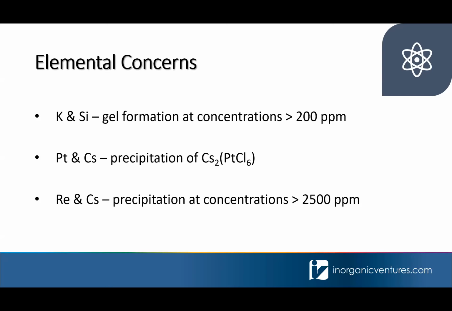Cesium is also a problematic element in the presence of platinum and uranium. You can get precipitation of cesium if you're trying to blend cesium and platinum together. So you'll have platinum and cesium both fall out of the solution as this cesium chloroplatinum type complex. For rhenium, this is concentration dependent. If you have concentrations greater than about 2,500 ppm, you can see precipitation of a complex with cesium and rhenium.